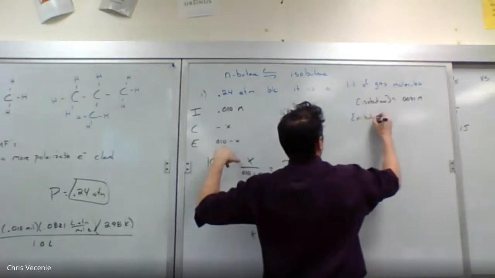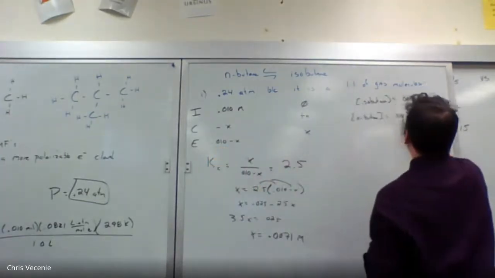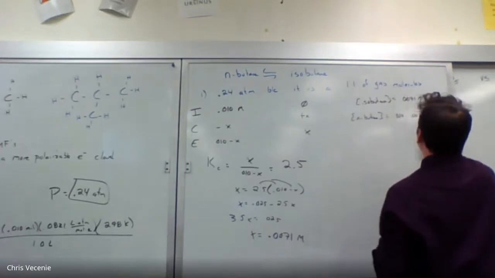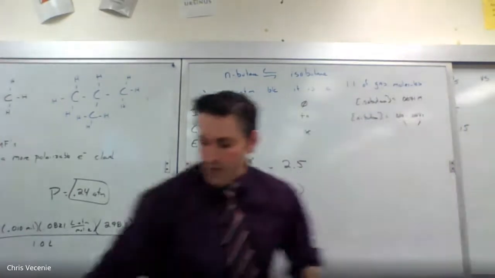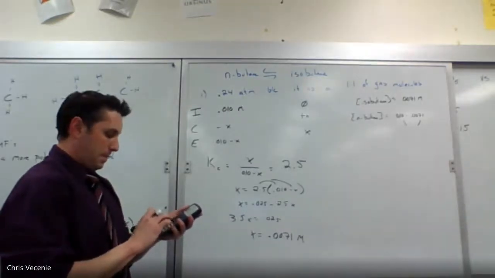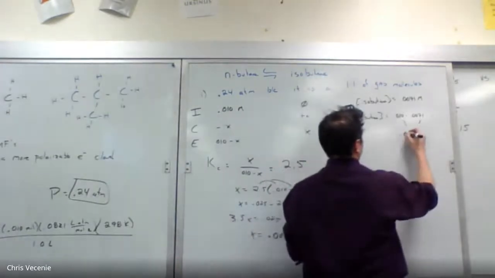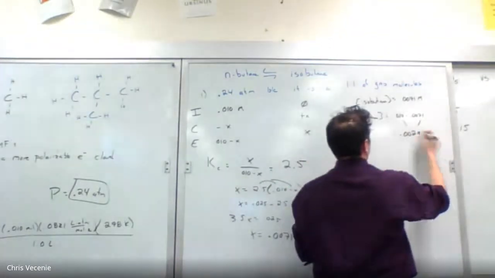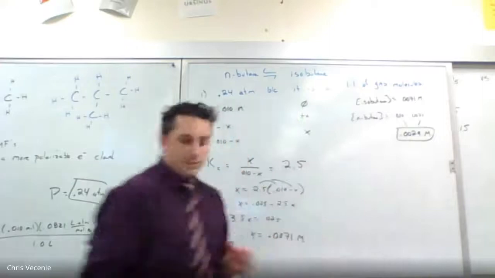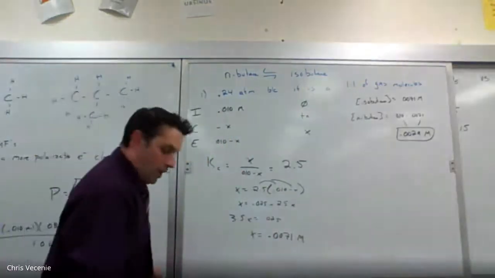So the N-butane is going to be the 0.010 minus the 0.0071. Right, and if we do that math, you're going to get a value of 0.0029. All right. And there's your molar concentration of each.